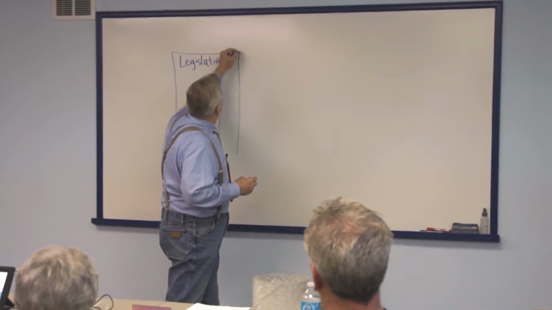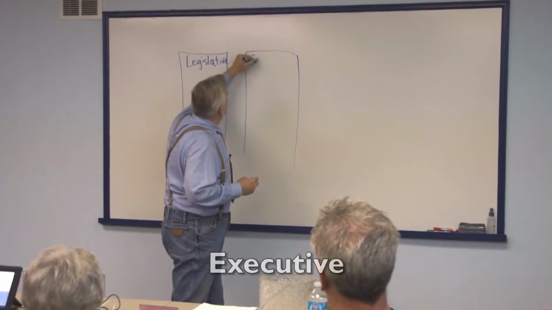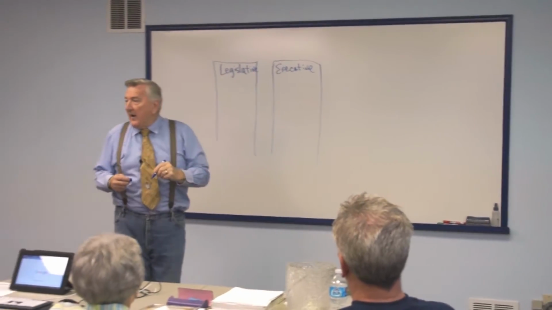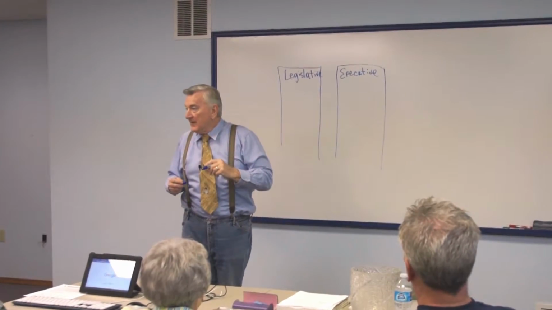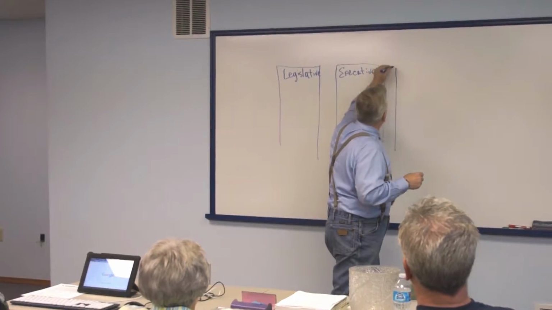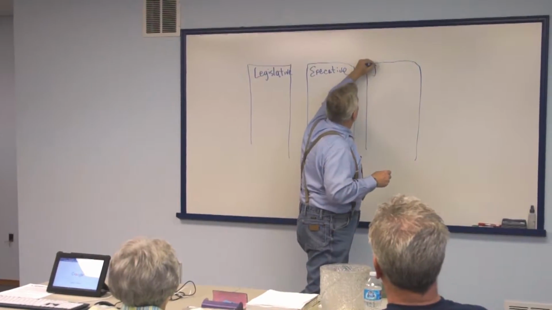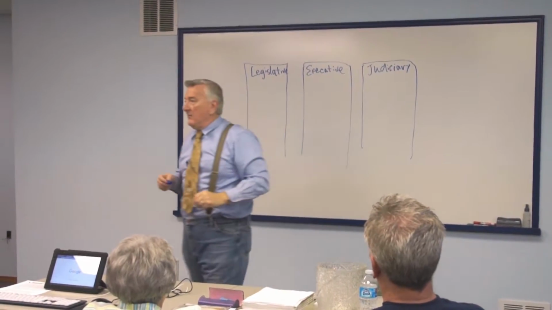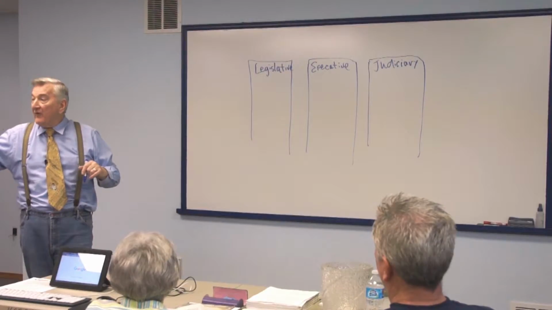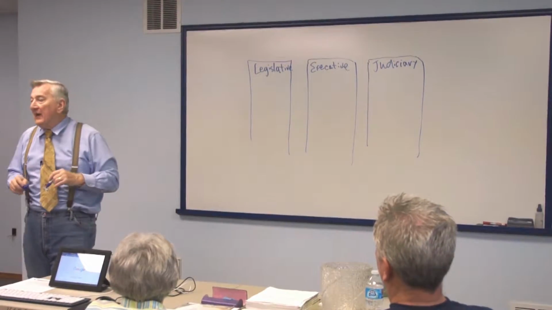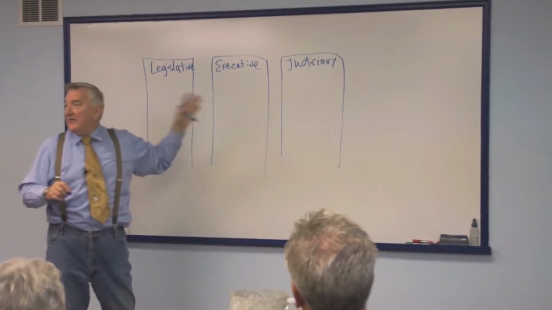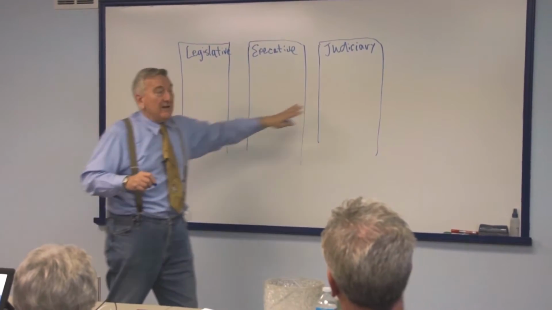The next is the executive. And what does the executive do? Carry out those laws. It executes the laws. That's right. It enforces the laws. Okay. And then the third branch of government is the judiciary. And what does the judiciary do? Settles disputes. That is the traditional function of any judiciary, is to settle disputes. Because if you have a dispute between these guys and these guys, somebody has to say who's right. That's what these guys do.